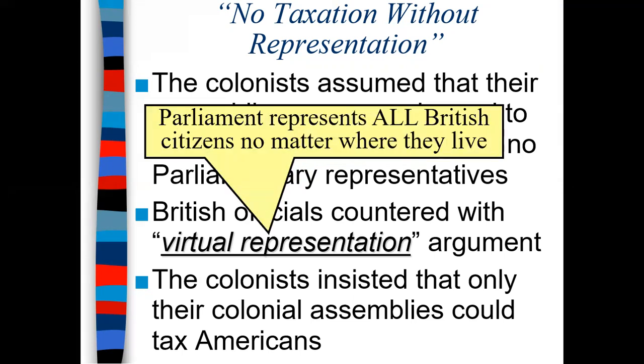Now, virtual representation is basically the idea that Parliament represents all British citizens no matter where they live. So you don't get to put a representative in Parliament because we already represent you. It's not very good, because now they can't have their true voice in the government, and they're expected to follow blindly whatever decisions are made.